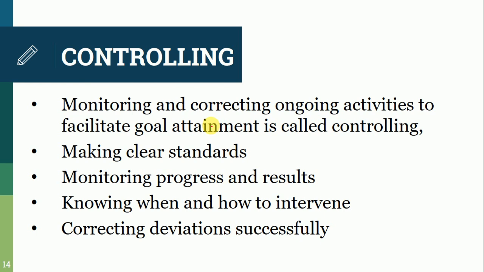From the name, it's clear that controlling means monitoring and correcting ongoing activities to facilitate goal attainment. It's called controlling. So in controlling, we are making clear standards. We monitor progress and results, and we know when and how to intervene, correcting deviation successfully, right? So in controlling, we evaluate and correct individual performance to ensure that events are being done as they are planned.